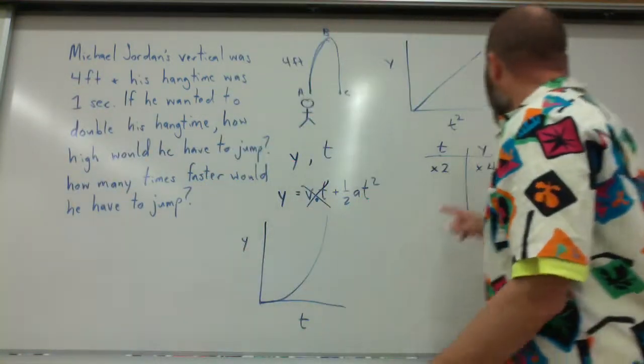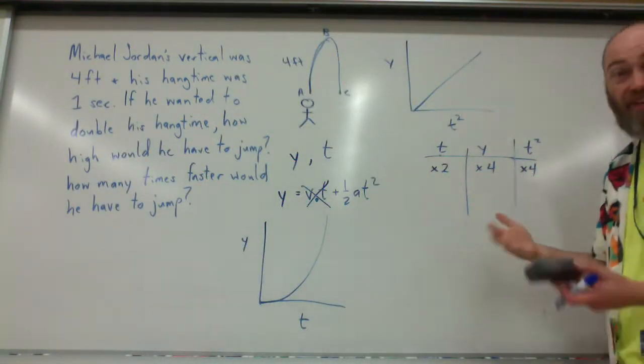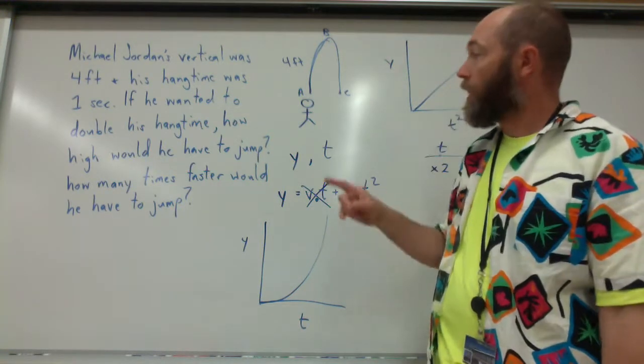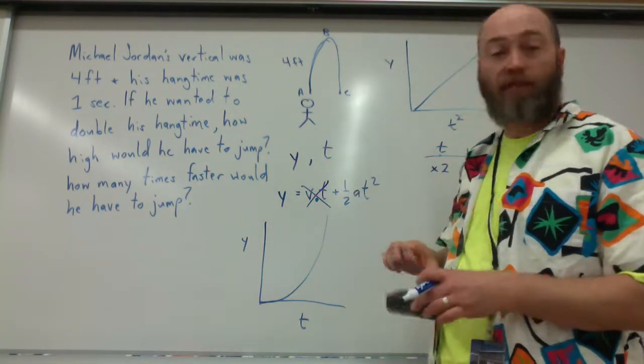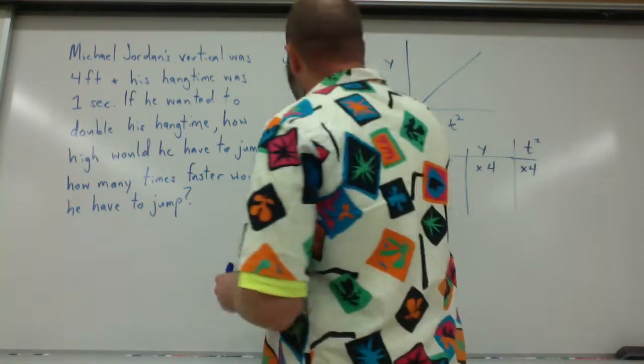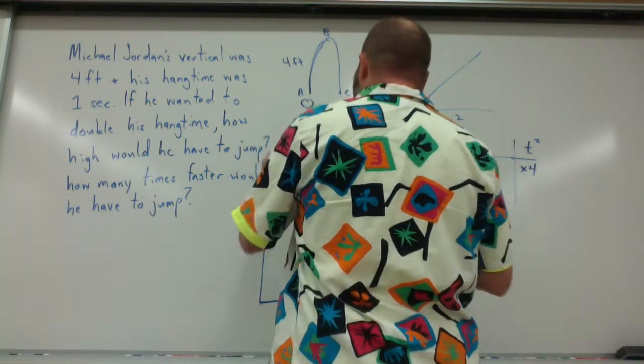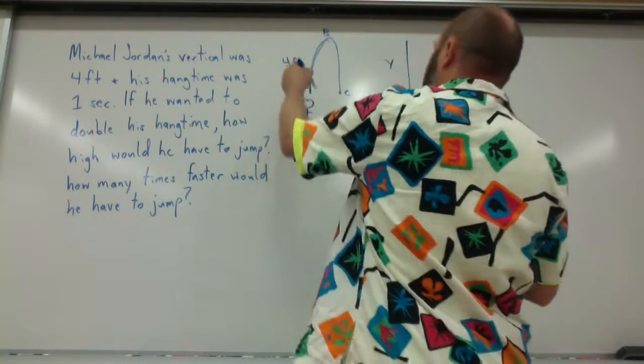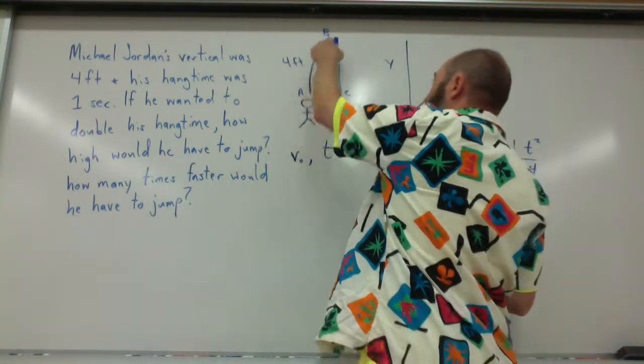Wow. But hopefully that's another way you guys can think about proportional reasoning and have it make sense. If you wanted to figure out how many times faster he would jump, so this is talking about my initial velocity, in this case, I'd probably want to go A to B.